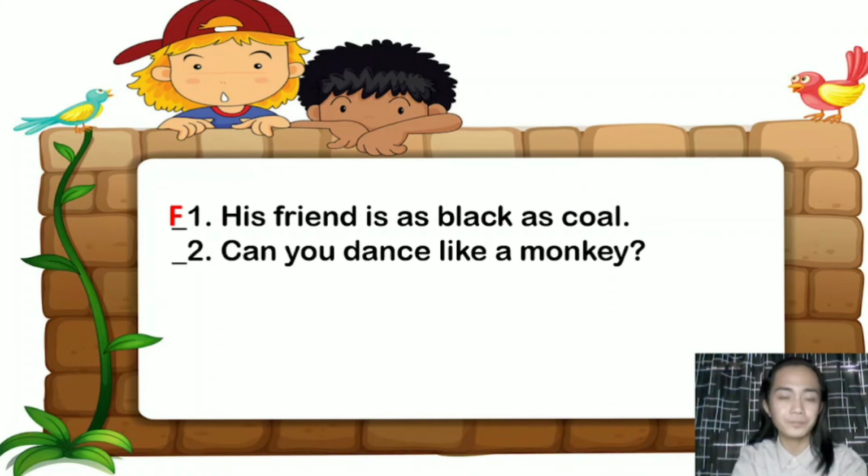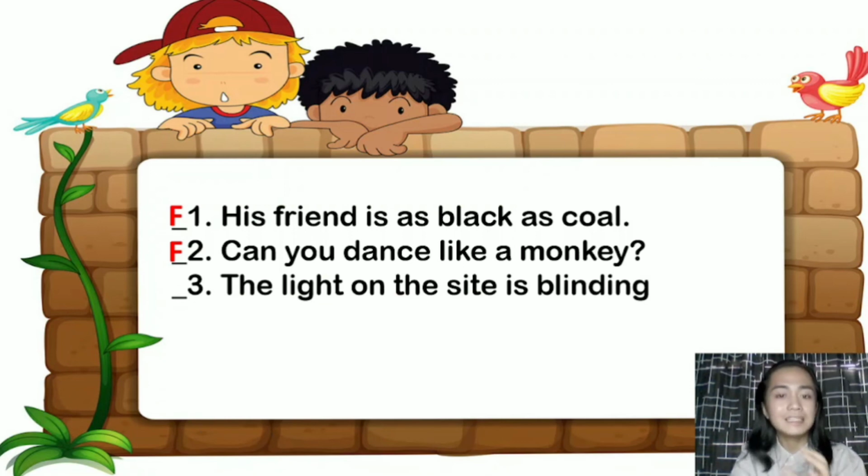Okay? The next one. Can you dance like a monkey? What is the answer? Very good. Figurative language pa rin siya. Kasi we compare a person to another thing. Okay? Or to another person. So, sa sentence natin, gumamit siya ng like. Okay? Simile pa rin yun, kasi we are using like in simile. So, it means, ito is a figurative language.